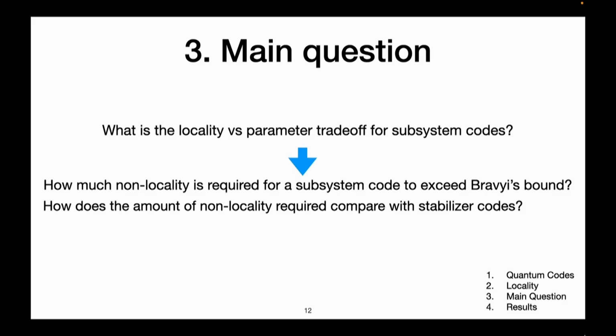So recall that the way we answered this was by providing an interaction count that was required and an interaction length that was required. So we're going to try to provide values for those two, for the interaction count and length, and then compare them to the corresponding values for stabilizer codes.